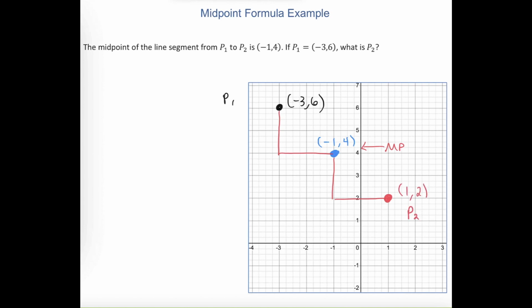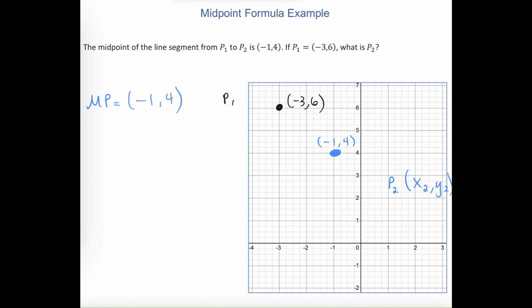Sometimes our ordered pairs don't fall on nice, neat integers, so we really need a way to do this algebraically for those cases. If counting wasn't an option, we would say point 2, this second ordered pair, is our unknown quantity. Let's label unknowns with variables. We don't know what point 2 is, so let's hold that place with x2, y2. But we do know the midpoint is negative 1, 4.